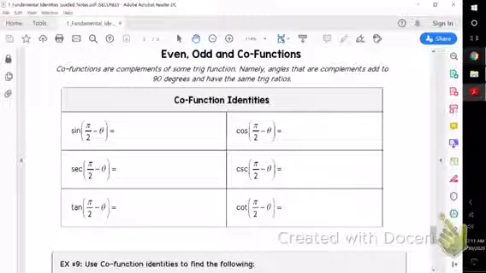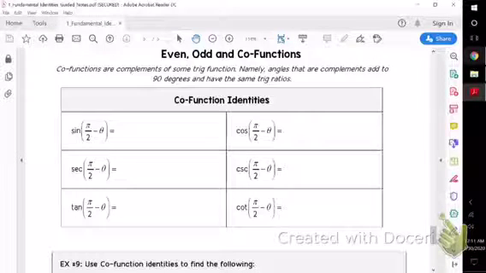Okay, so now let's look at even, odd, and cofunctions. Now we looked at even and odd functions right before example 7, but now we're going to add some cofunctions in with them. And so cofunctions are going to make sense to you because it's like sine and cosine, tangent and cotangent, secant and cosecant. They are cofunctions, okay? And so cofunctions are complements of some trig function.